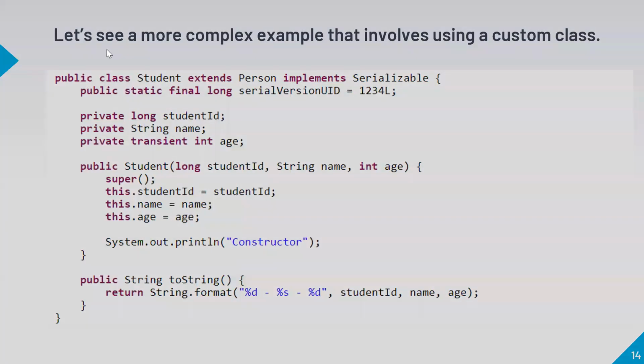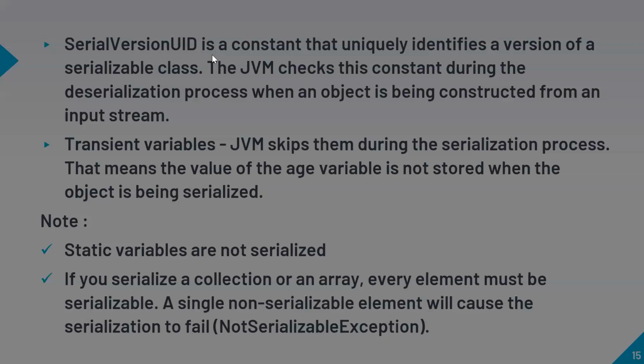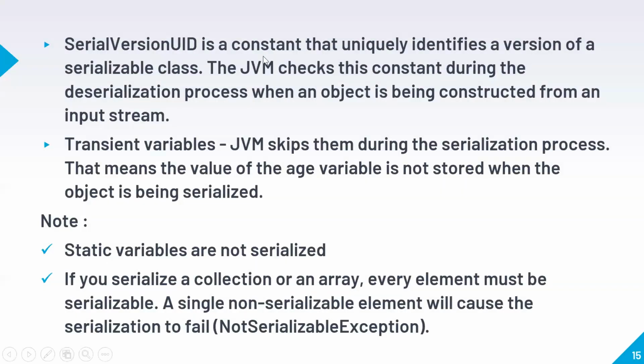See, I've just given the explanation over here. Serial version UID is a constant that uniquely identifies a version of a serializable class. The JVM checks this constant during the deserialization process, when an object is being constructed from an input stream. This is the actual functionality of the serial version UID. And transient variables, this I've already explained. If you want to skip the serialization process, use the transient keyword.